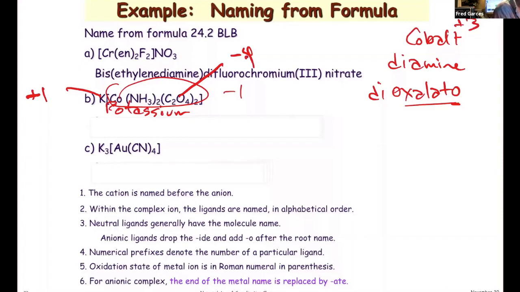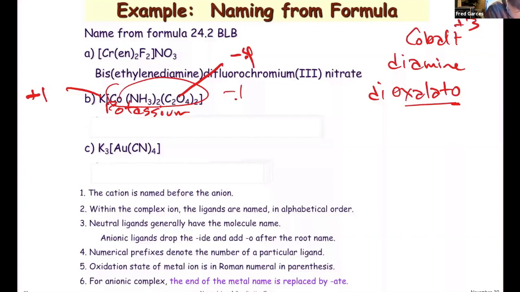The whole thing would be -1, and that's balanced by the +1 potassium. There's only one potassium; otherwise, it would be written as K2. You only see K. So the name of this would be potassium, the cation, followed by ammonia before oxalato: diamine, dioxalato, cobalt 3. Let's take a look at that.